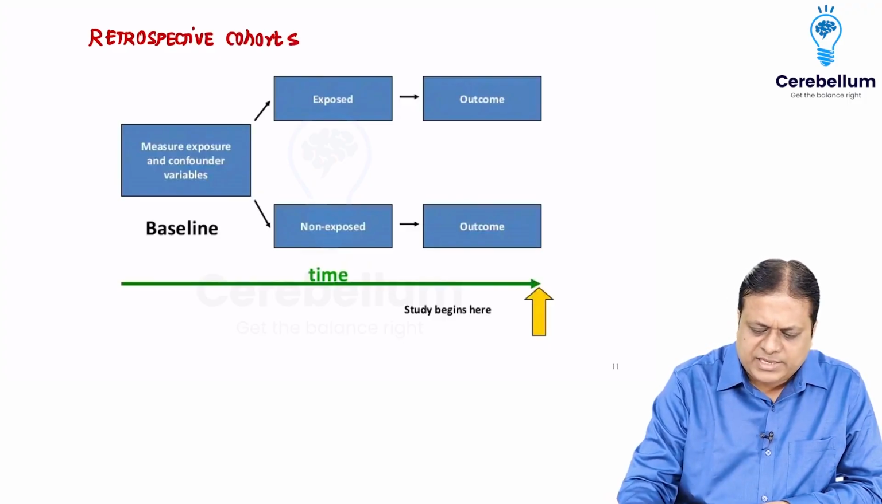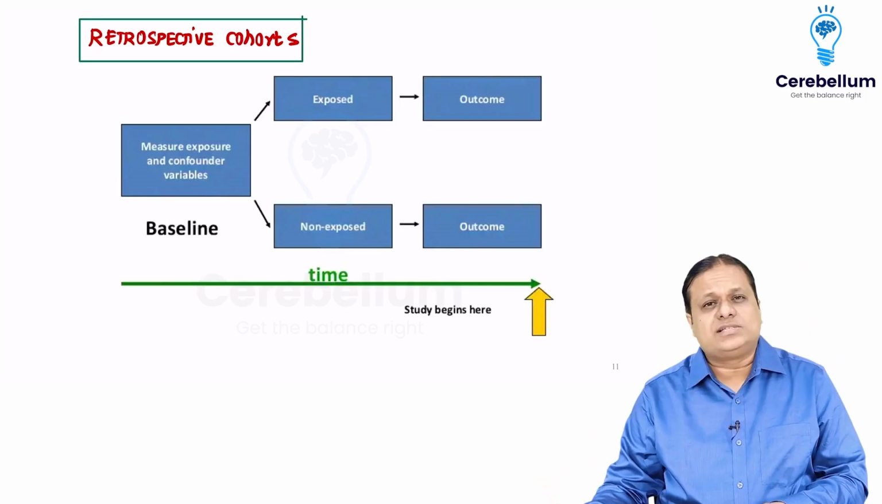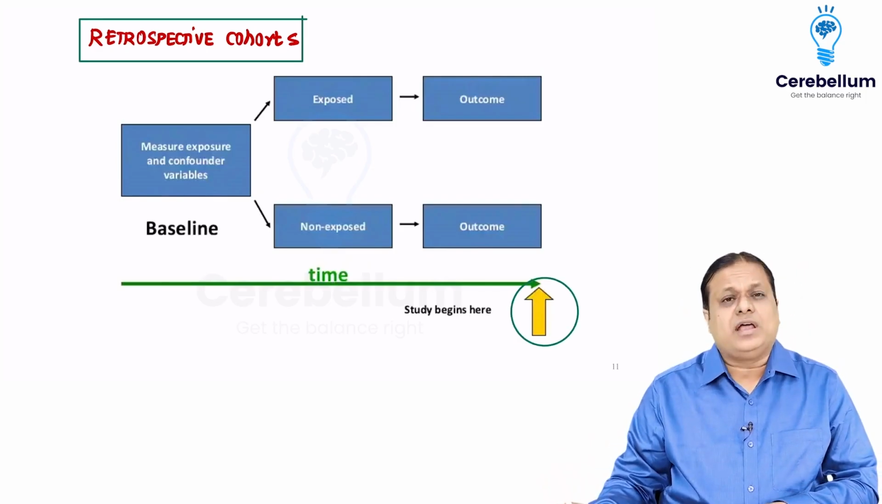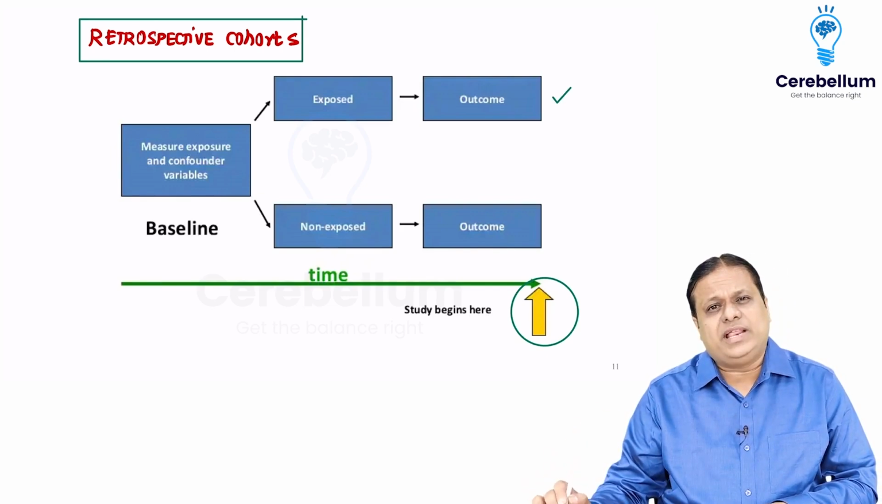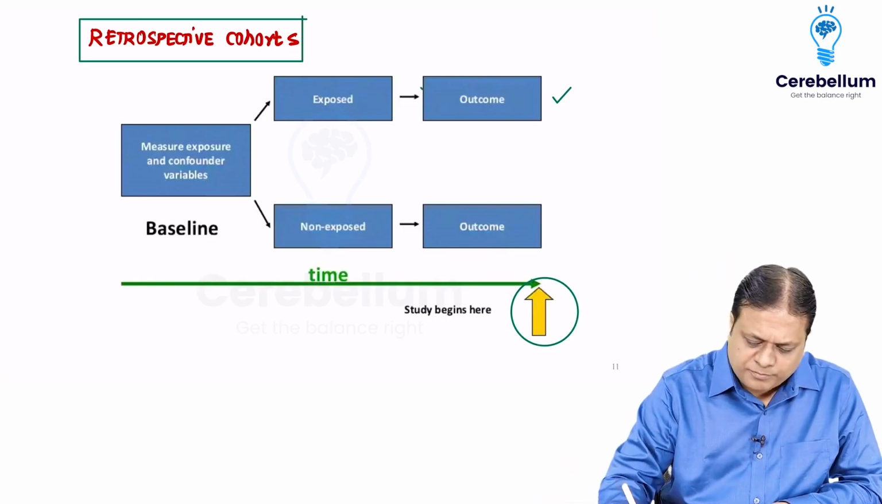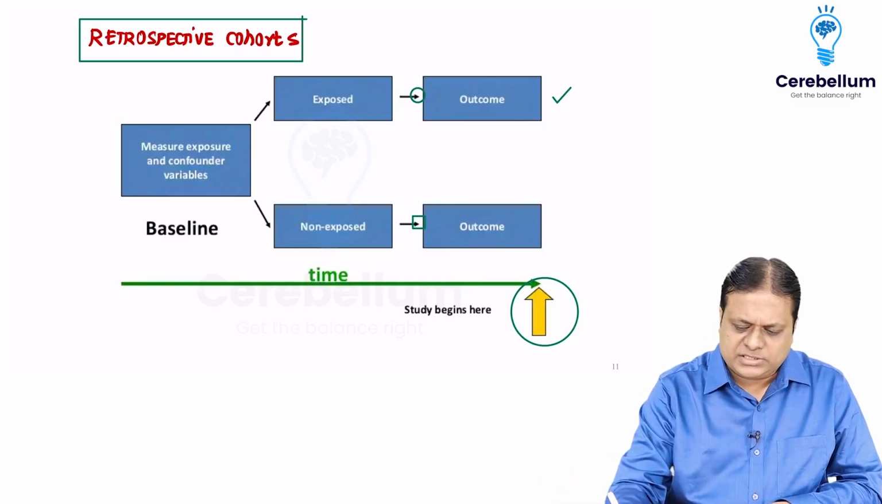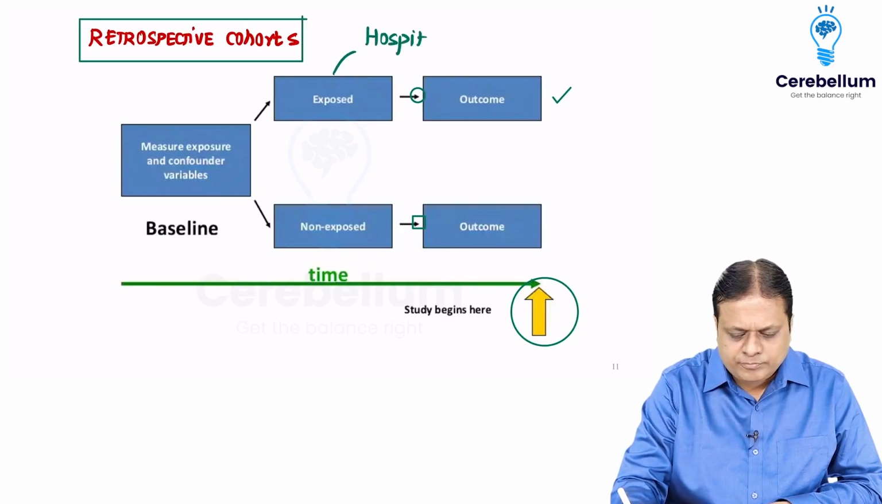Now you tell me guys, why is this a type of retrospective cohort study? Because the study begins here when the outcome has already taken place. But look at the direction of the arrow. We are still going from exposure to outcome. So how must we have found the baseline exposure? We must have taken that from hospital records.